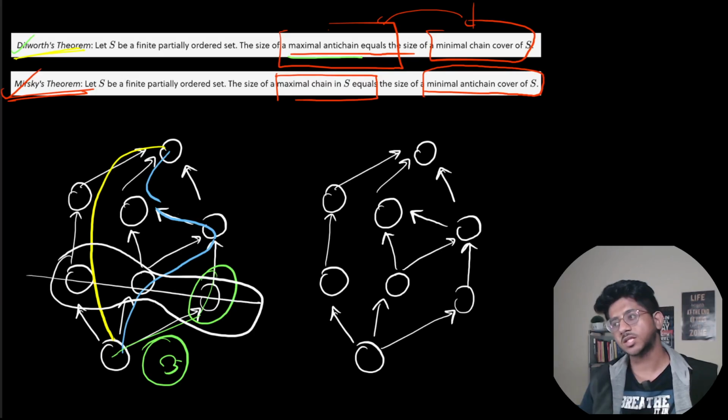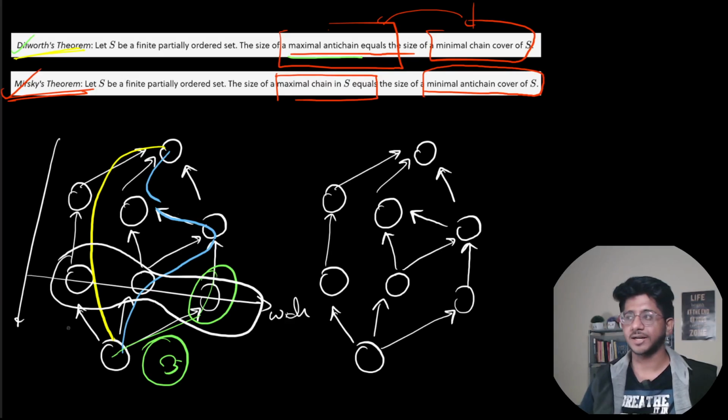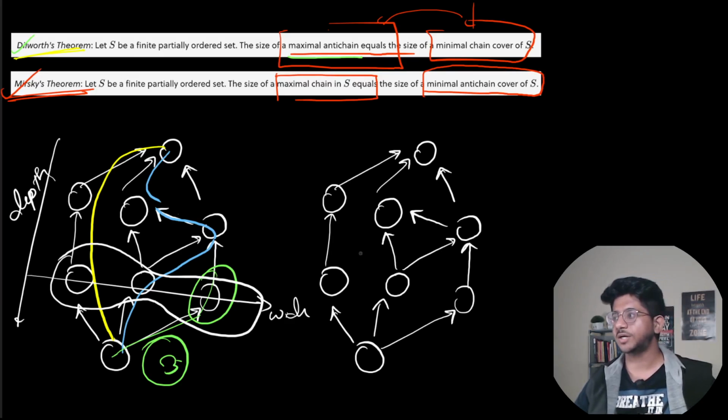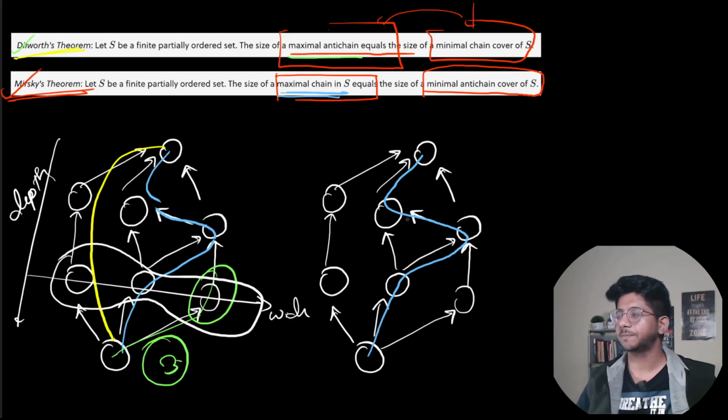So it's like width on this line. This is like the width and this is like the length, sort of. Width and depth. Mirsky's theorem is the opposite. Mirsky's theorem says that we are interested in the maximal chain, which means the depth has to be highest, the maximum number of nodes in the same chain. So it's like this particular node over here. And this is the size of the minimal anti-chain cover of S.